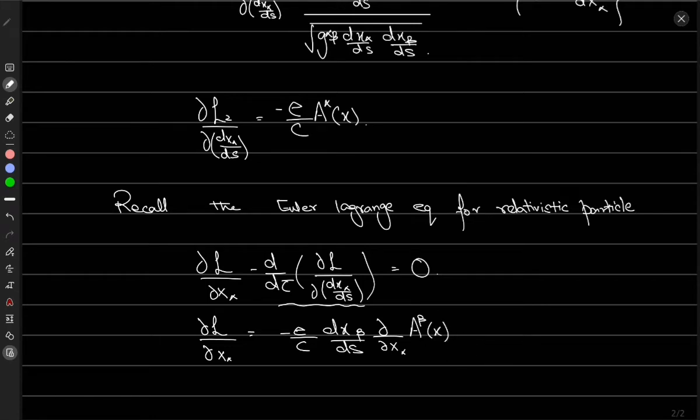All right, so we can now rewrite this again. We can replace this ds by c d tau. This would make it minus e over c squared basically now, because one c is over here and the other c comes from this replacement of ds by c d tau, right? So this will become minus e over c squared dx beta over d tau, partial over partial x alpha of A beta of x.